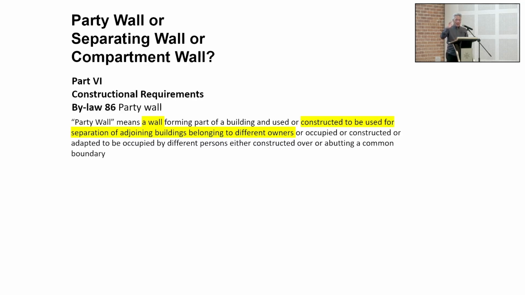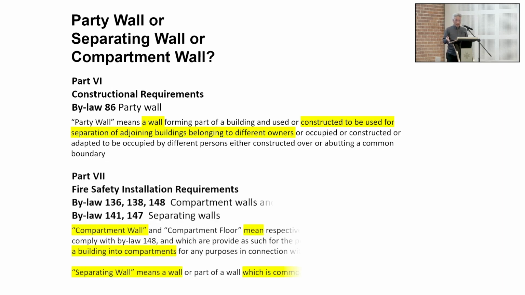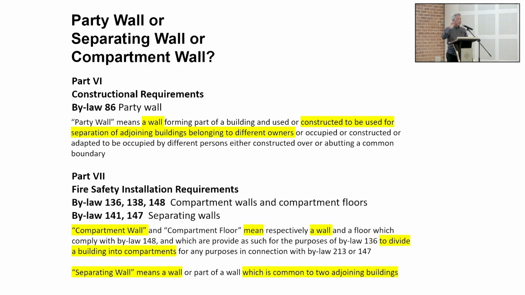All right, so construction requirements: By-law 86 will be party wall. And then fire safety installation requirements. That means how you specify it, how much extension above the roof you need, how you fire stop the junctions, what are the elements that you have to fire stop, what limit of non-combustible pipe you allow to go through a wall without any other fire stopping, etc. You'll find all the prescriptions in the respective by-laws.